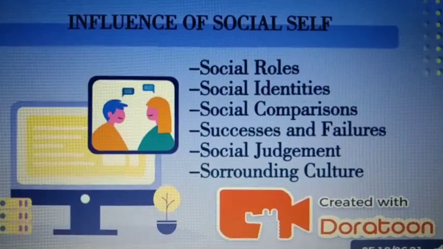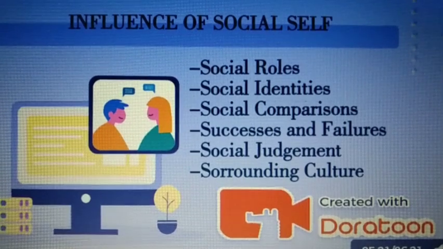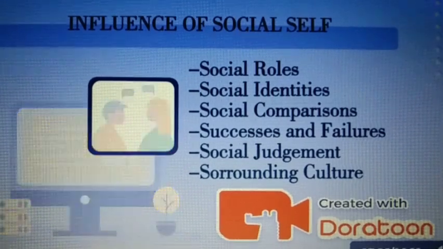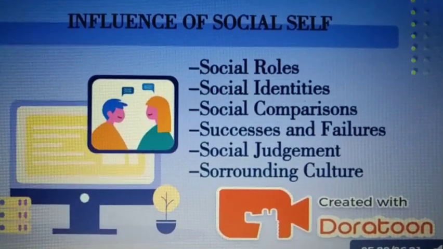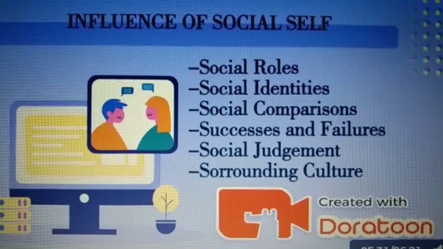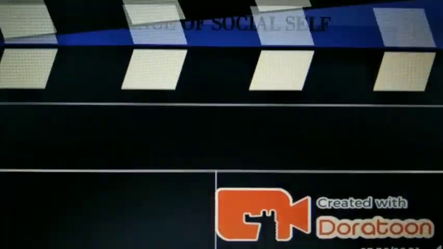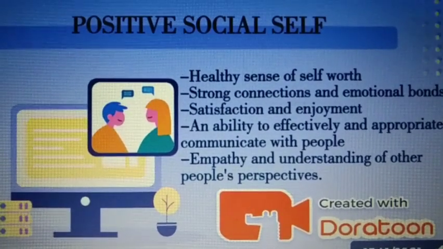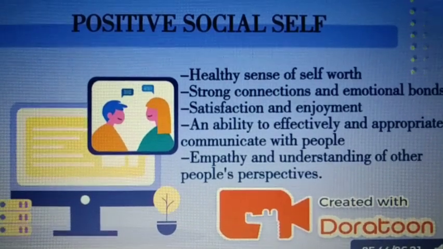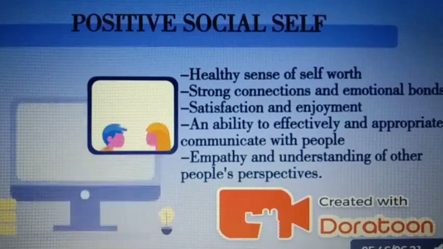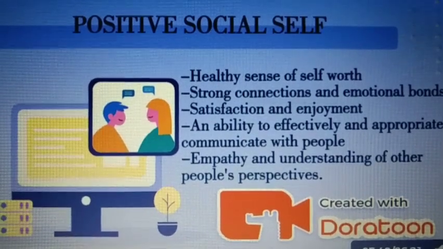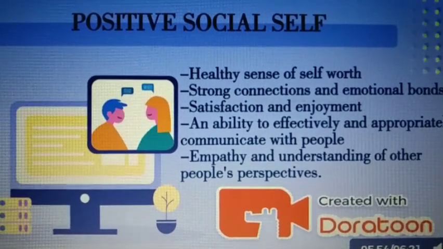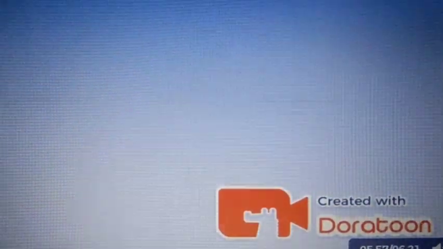These are the influences of social self. It can be social roles, social identities, social comparisons, successes and failures, social judgment, and surrounding cultures. These are the positive social self. First, a healthy sense of self-worth, including body image. Next is strong connections and emotional bonds. Third, satisfaction and enjoyment. And lastly, empathy and understanding of other people's perspectives.